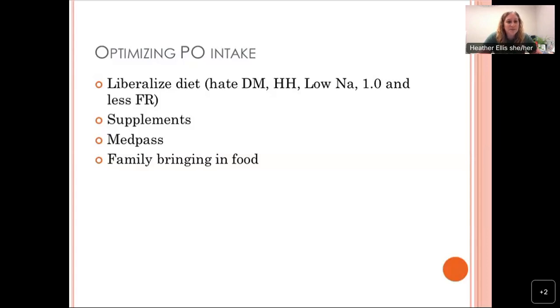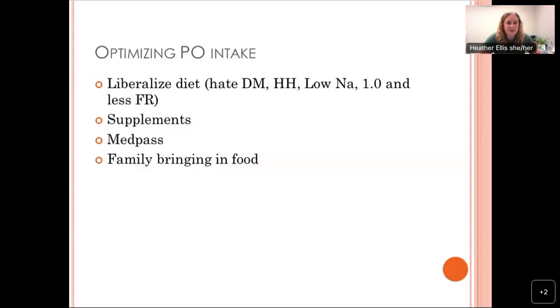We also use supplements to optimize PO intake, and so this can include Boost, fruit juice, Ensure, Magic Cups. Those high protein, high calorie drinks would be what we call our oral nutrition supplements. We have MedPass, which is also an oral nutrition supplement. So that would be your Ensure Protein Max, 60 milliliters or more, 4 times a day. And the nurses would give that, and it's kept in a MedPass Ensure fridge on the unit.